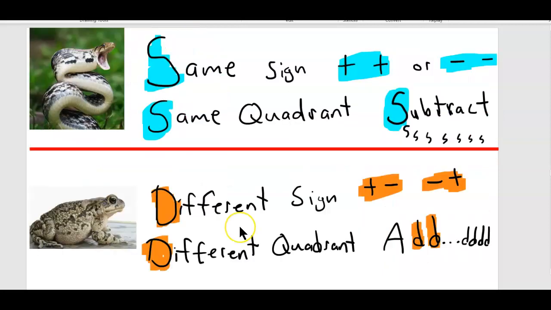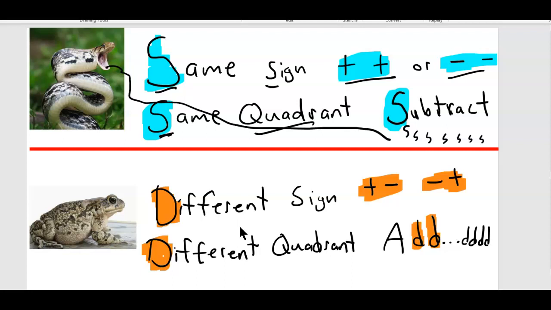So here's a little way to remember. Same sign, like plus, plus, or negative, negative: same quadrant. Subtract. You'll subtract them if they're in the same. If they're in different signs, like plus and minus, or minus and plus, they would be different quadrants.